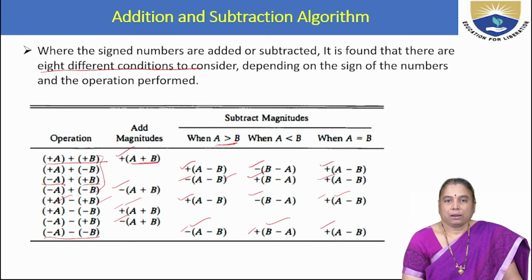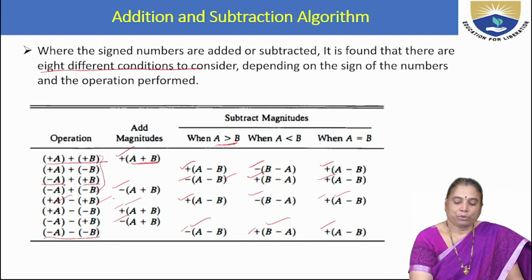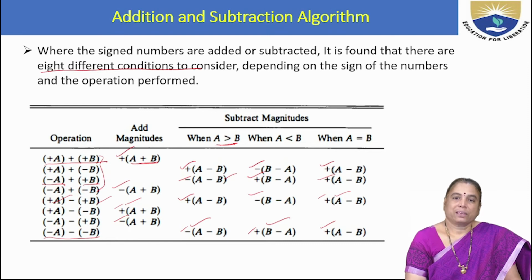So, with the two numbers, the possible sign combinations and the two operations, 8 different conditions can occur, and depending upon the magnitude comparison, the respective operations can be performed on the two numbers.